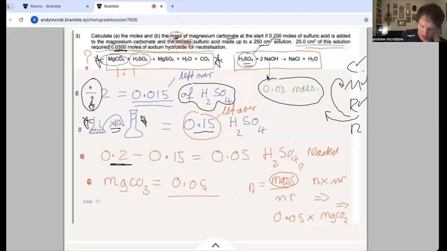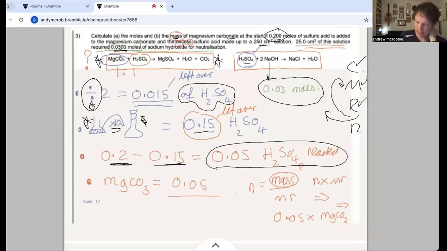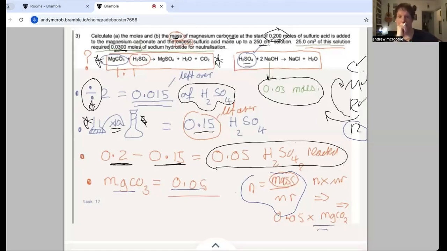So this is me doing the subtraction. We got the moles at the start minus the moles left over. They told you this in the question over here. And this is the amount of sulfuric acid that reacted. And then we finally do our rearrange stage, okay? We've now got the moles of magnesium carbonate, so 1-to-1 molar ratio. We rearrange, moles equals mass over MR, and we're done, okay?